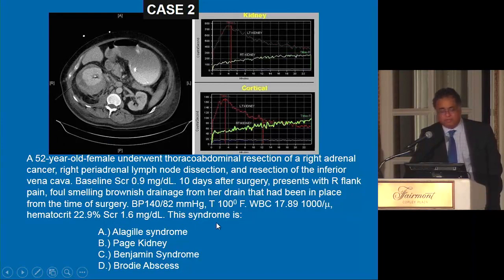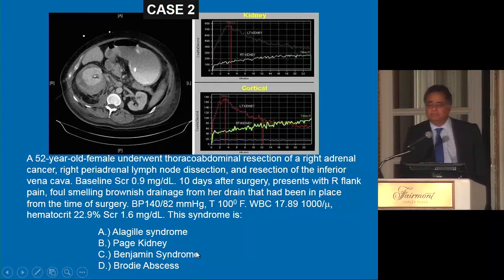And the syndrome that you're describing here, and you can see this is the CAT scan here, and you see the two scans here. The diagnosis is either Alagille syndrome or Page kidney or Benjamin syndrome or Brody abscess.